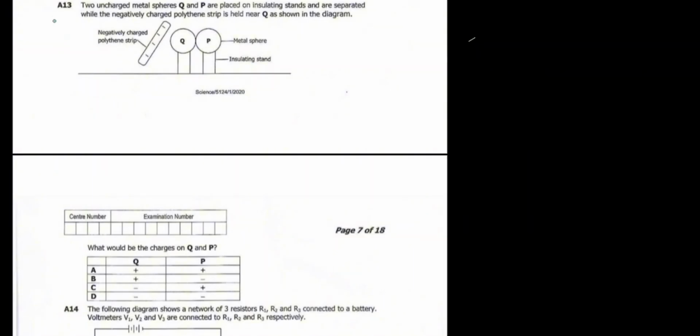Question 13 says, two uncharged metal spheres Q and P are placed on insulating stands and are separated while the negatively charged polythene strip is held near Q as shown in the diagram. Now, the question here is, what would be the charges on Q and P? What would you say? Now, this is static electricity. It is electricity at rest and it involves charges. What you need to understand is that there's what we call the law of electrostatics.